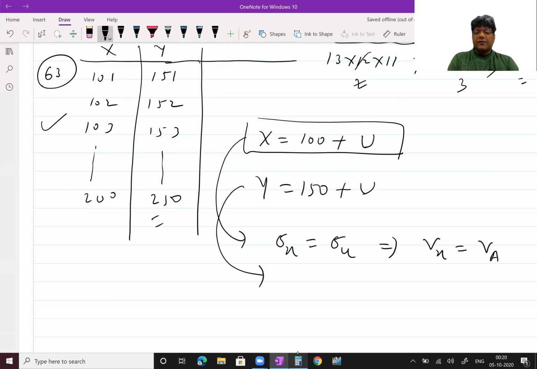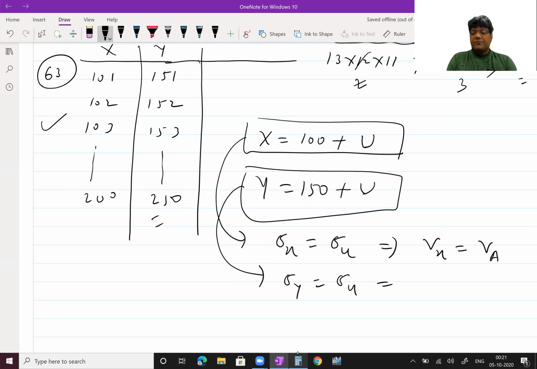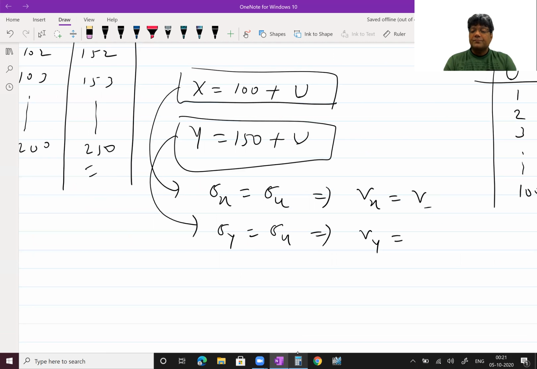Again from here, what you can say? Sigma y is equal to 150 plus u. That means here also the standard deviation of u. So the variance of y, guys, is the variance of u. Here again the variance of y is equal to the variance of u.